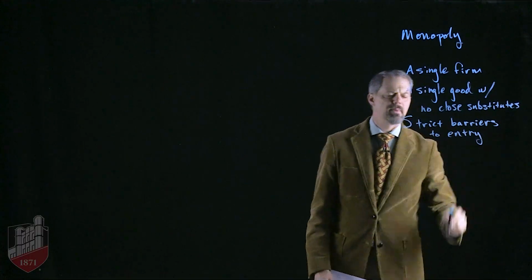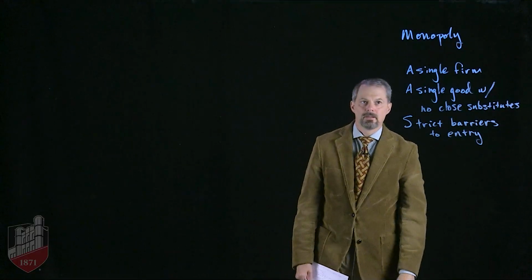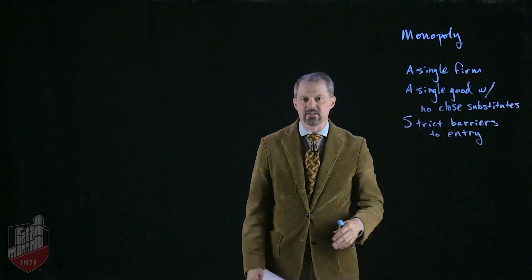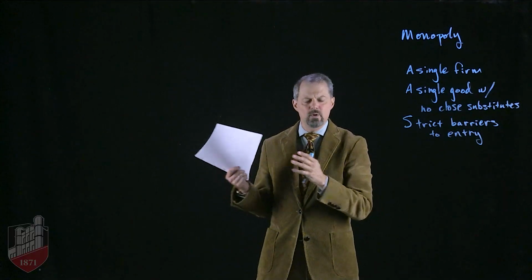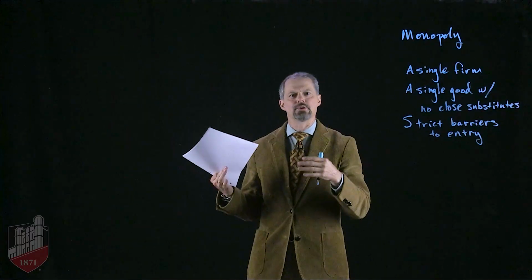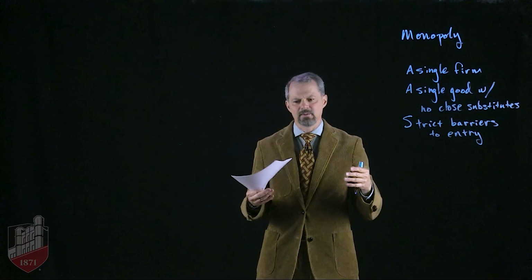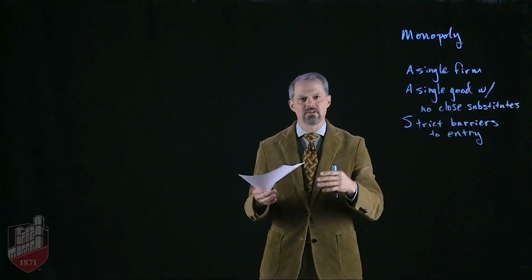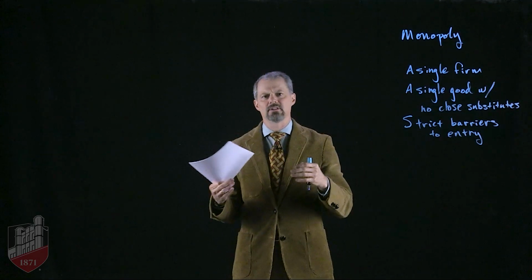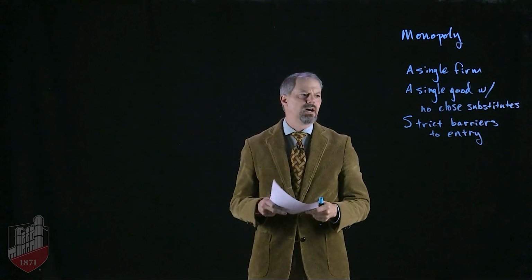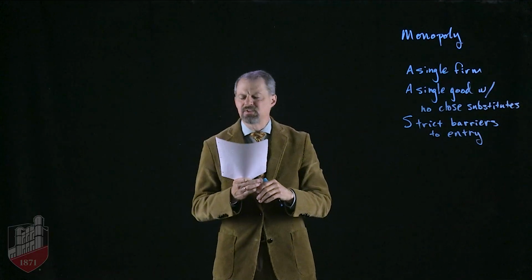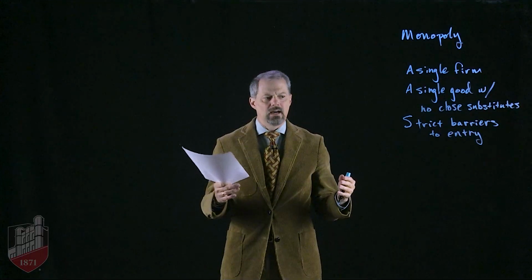Strict barriers to entry. Very different from perfect competition where there was free entry. There's nothing that keeps you out. When there's free entry, of course, you have to go through the appropriate procedure for starting a business. You've got to get a business license and pay your taxes and do all that. But there's no rule or regulation that keeps you out. Here, there's going to be something that keeps there from being any entry.